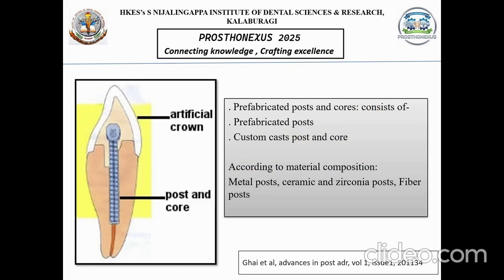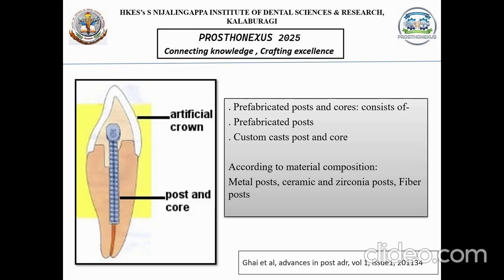Now, if you see this image, it basically depicts the radicular part prepared to receive a post. Over the post, we have a core material, then we have a crown. So this picture entirely summarizes what is basically the restoration of endodontically treated teeth.